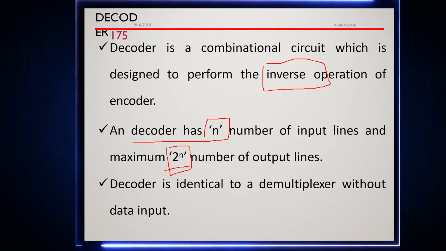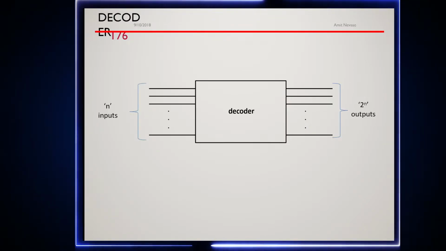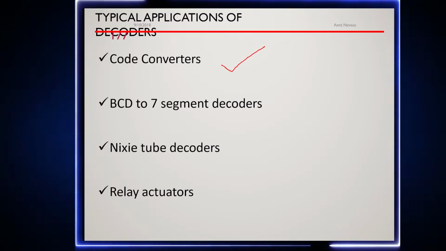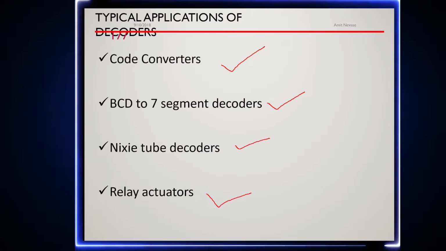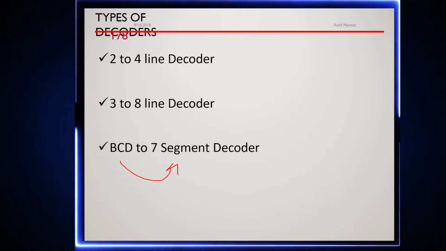Right, now a decoder is identical to a demultiplexer but without the data input. This could also be asked as a fill in the blank in your exam. Right? So this is a simple block diagram of a decoder. And what are the different types of applications of decoders? They can be used as code converters, BCD to 7 segment decoders, Nixie tube decoders, and relay actuators. Right? Now let's look at the types of decoders. The first one is 2 is to 4, 3 is to 8, and BCD to 7 segment decoder.